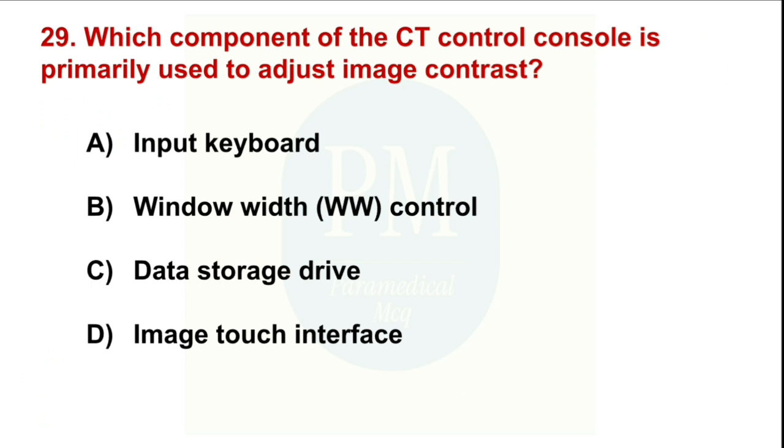Which component of the CT control console is primarily used to adjust image contrast? Option A, input keyboard. Option B, window width control. Option C, data storage drive. Option D, image touch interface. The correct option is option B, window width control.